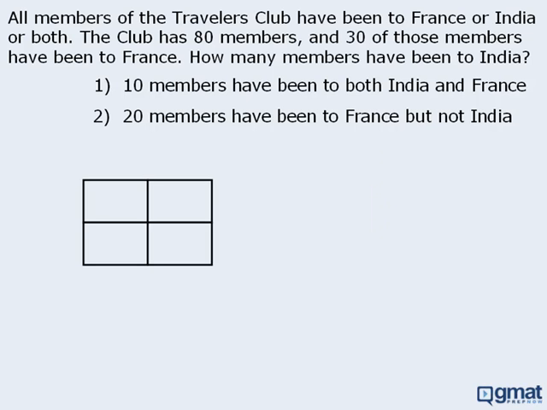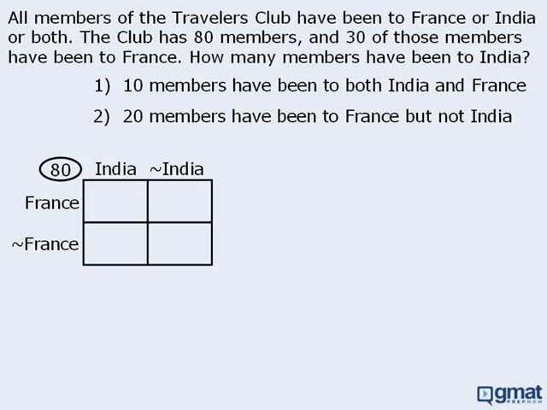So let's reserve the top row for members who have been to France and the bottom row for members who have not been to France. Next, we'll reserve the left-hand column for members who have been to India, and we'll reserve the right-hand column for members who have not been to India. Now we're told that there are 80 members in the club, so we can add that here to remind us.